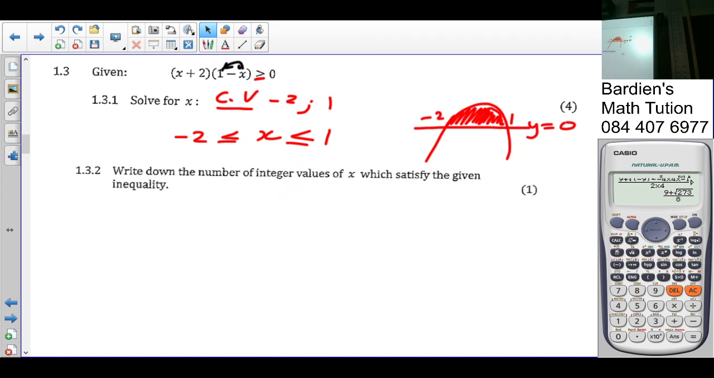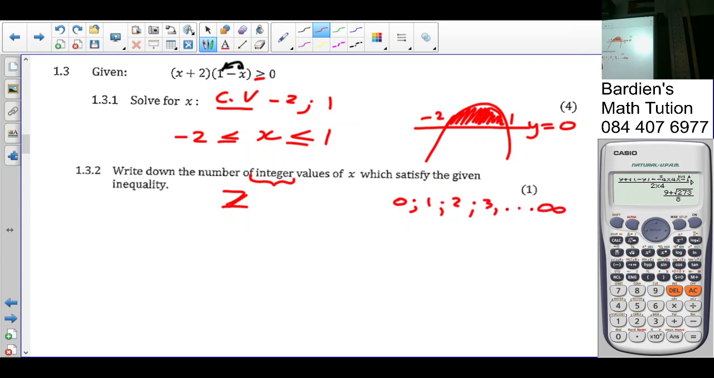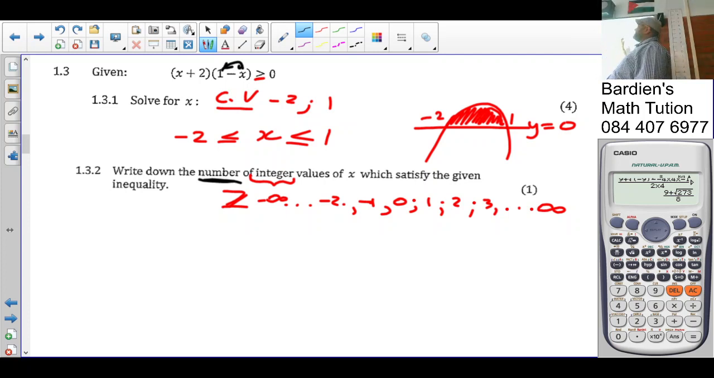The next question we are told, write down the number of integer values of x which satisfy the given inequality. Integer values. What are integers? Integers are positive and negative whole numbers here, not so? So you must write down the number, the amount, in other words, the amount of integers that satisfy this equation.